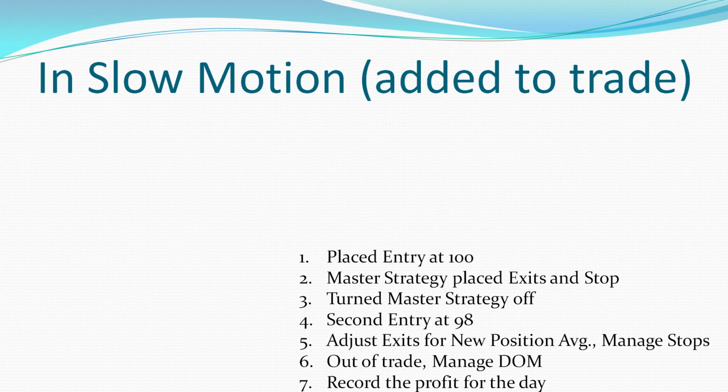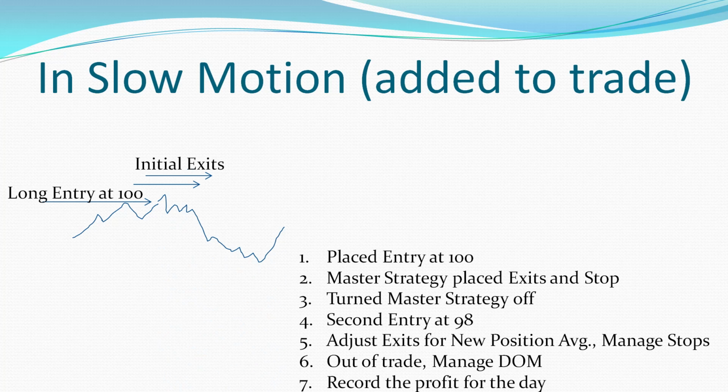All right, so the next one is going to be, again in slow motion, we're going to place a long trade, but we're going to observe the market, and it looks like we might need to add to it. All right, so once again, here's the market action. Same as before, we made a long entry at 100. All right, so the master strategy placed the exits and the stops. But in this case, right, it looked like the market was coming back down more against it, right?